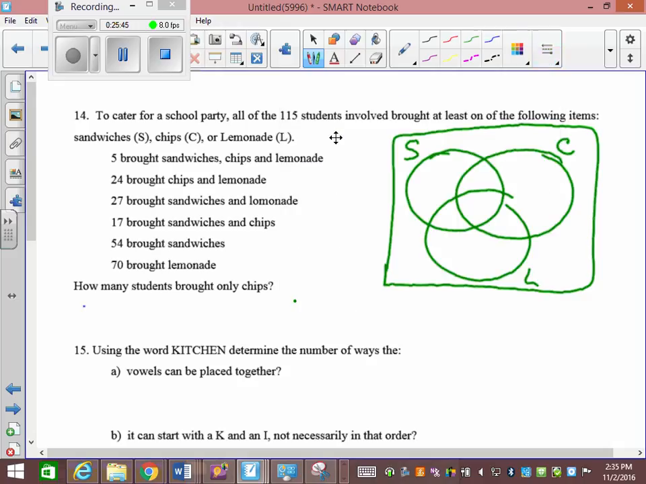So there's 5 who got all 3. 24 brought chips and lemonade, so that gives me 19 here. 27 brought sandwiches and lemonade, which is fantastic. 22. And 12 here. And then 54 sandwiches, so you add them up and subtract them and you get 15. Now, 115, no, it's 22. Then you do 115, and you subtract all these from it, and you get 18.